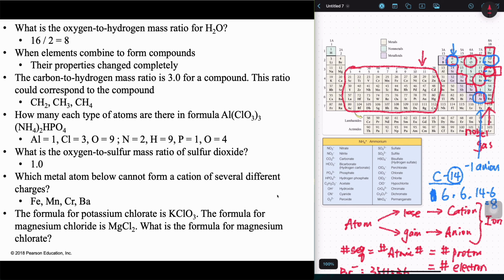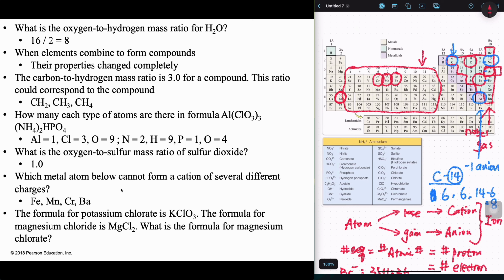With this as our background knowledge, we can check one by one. The first one, iron. Iron is in this region, so it definitely can form different charging states. Manganese is also here, and chromium is also here, which means iron, manganese, and chromium can form cations of different charges. But for the last one, barium. Barium is a main group element. That is why barium has only one charging state. So for this question, the correct answer is the last one, barium, Ba.